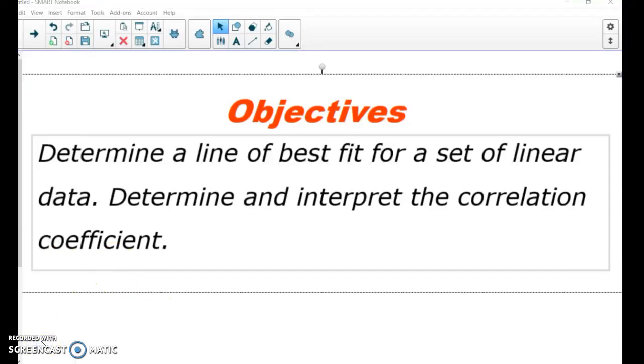We're back here live with you looking at the line of best fit, Chapter 4, Lesson 8. You can see from the screen our objectives are to determine a line of best fit. We've done that for several years now. We're going to be using the graphing calculator to make it a little more technical for linear data, and we're going to determine and interpret the correlation coefficient.